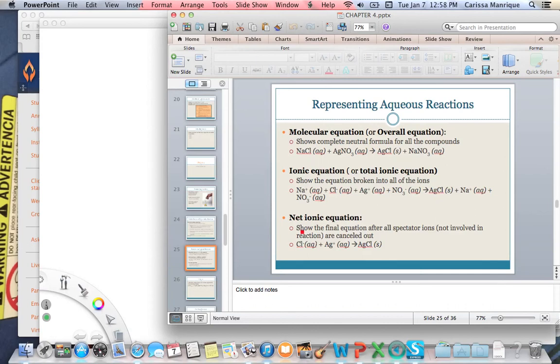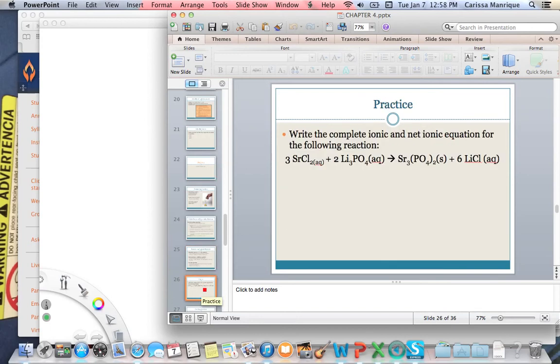So for the net ionic equation, we're going to cancel everything out on both sides of the equation and leave you with your net ionic equation. Notice that your solid was the silver chloride. And look, that stayed as a solid, and your net ionic equation was just how to make that solid. So chloride and silver reacting together to make your solid. So let's do a full example. Here we go.